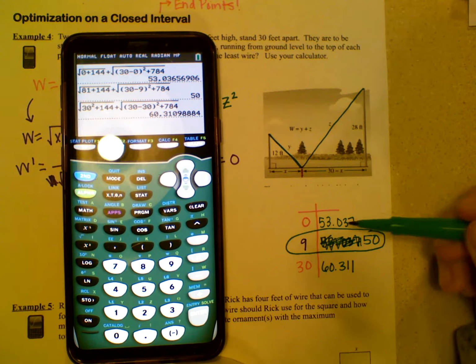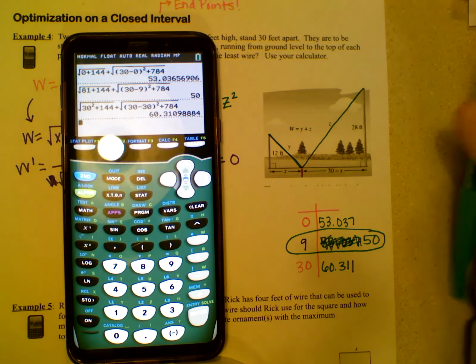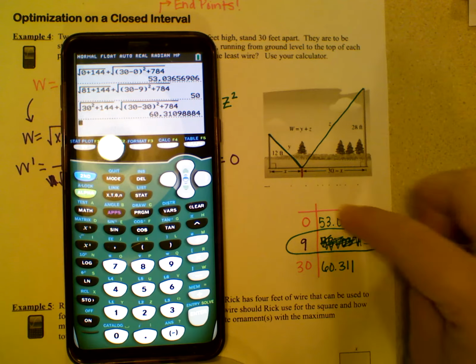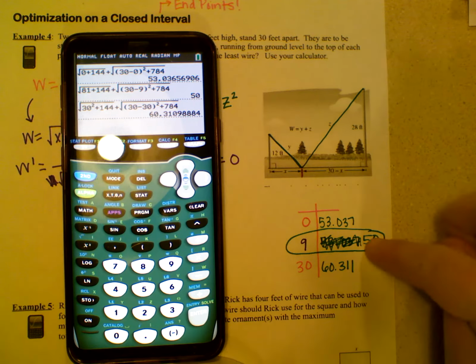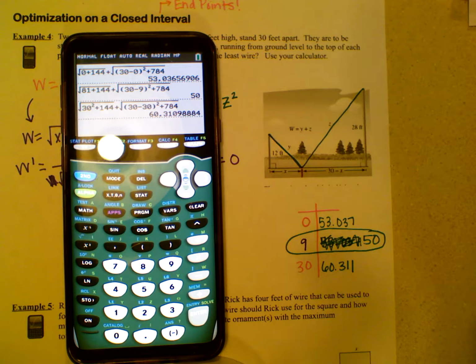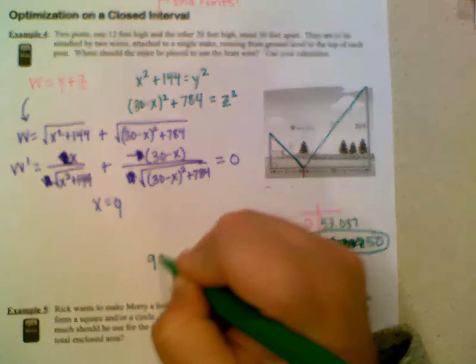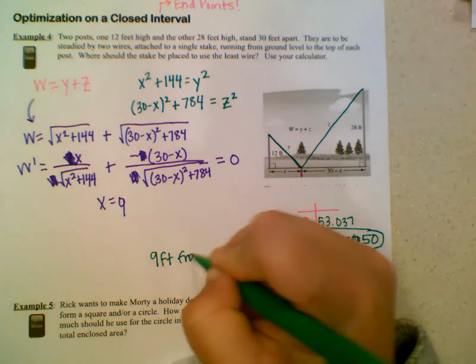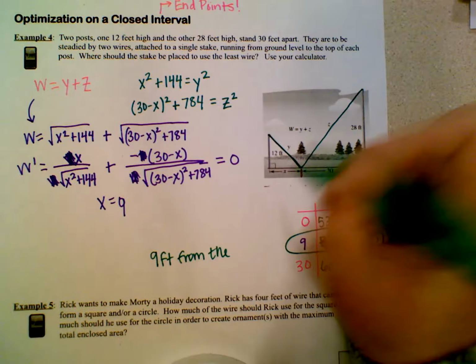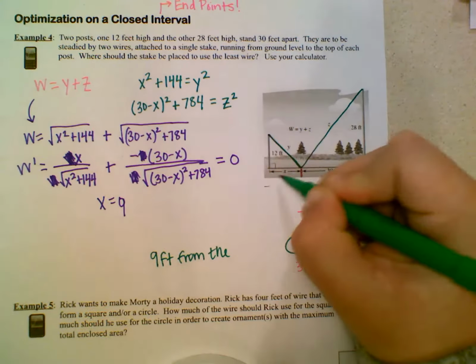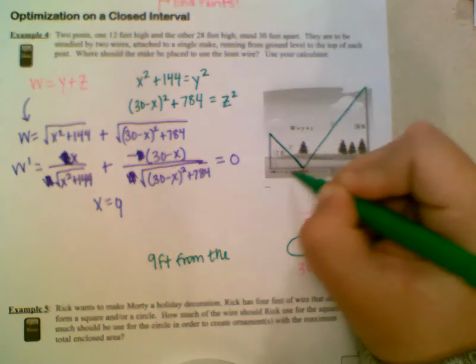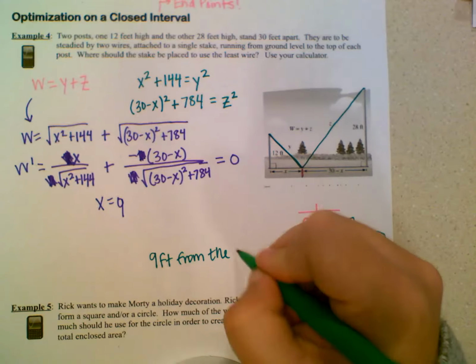Whenever you have this closed interval, you do have to check your endpoints as well. Even though at 0 we were super close, it was 3 feet shorter of wire to put it at 9 feet. So our final answer here, we would say that you put the wire 9 feet from the 12-foot pole. So x is 9, so it's 9 feet from the pole that's 12 foot high.